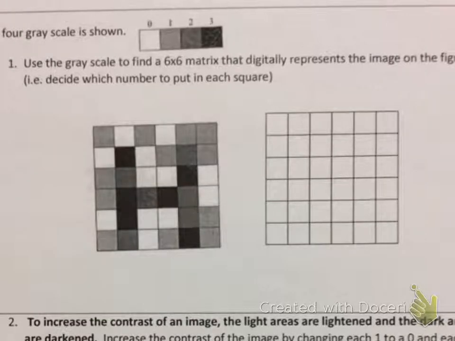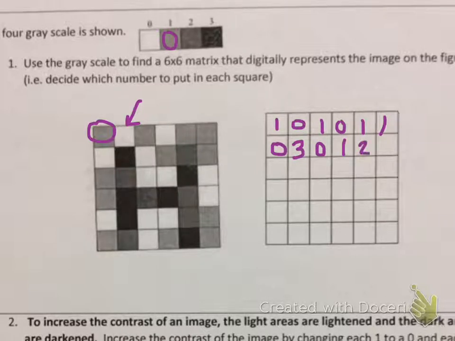So here's my grayscale here: 0, 1, 2, and 3. Use the grayscale to find a 6 by 6 matrix that digitally represents the image on this. So if you look at this spot right here, we're probably a 1, so we would put 1 inside our box. Clear like this is 0, so 1, 0. I think I'm going to go 1, 0, 1, 1 again. Then I'm going to go 0, 3, 0, 1, 2, 1.